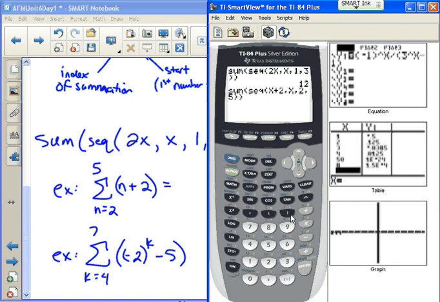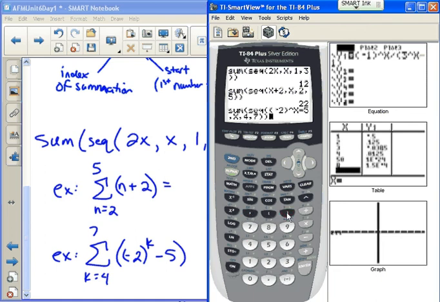And then the one on the very bottom, second stat, go over to math, fifth one down is sum, second stat, OPS, fifth one down is sequence, and then we plug in the equation. Parentheses, negative 2 raised to the x minus 5, comma x, comma 4, comma 7. So one more time, the pattern is equation, comma, variable, comma, start, comma, stop. Close your parentheses. You get negative 100.